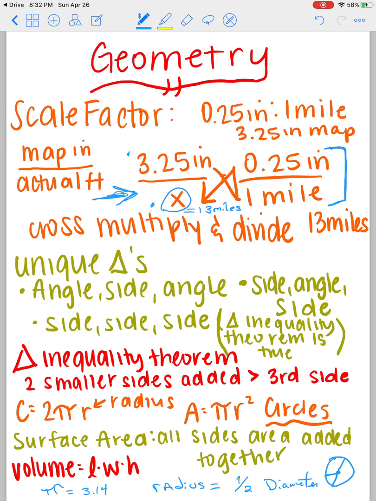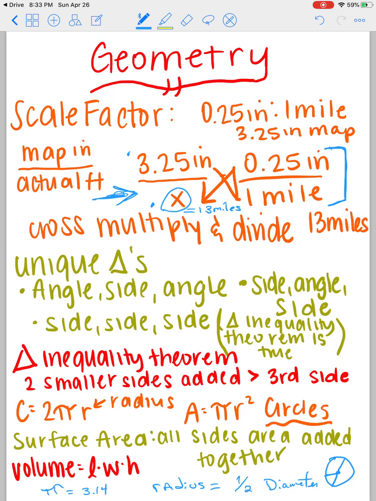Area of a circle, pi r squared. Again, pi is 3.14. R is the radius. The little 2, the exponent, that's the square. What does it mean to square a number? Yeah, it means to multiply it to itself.